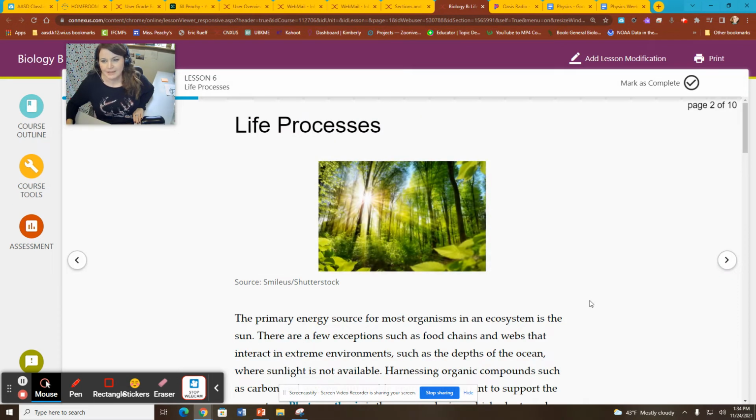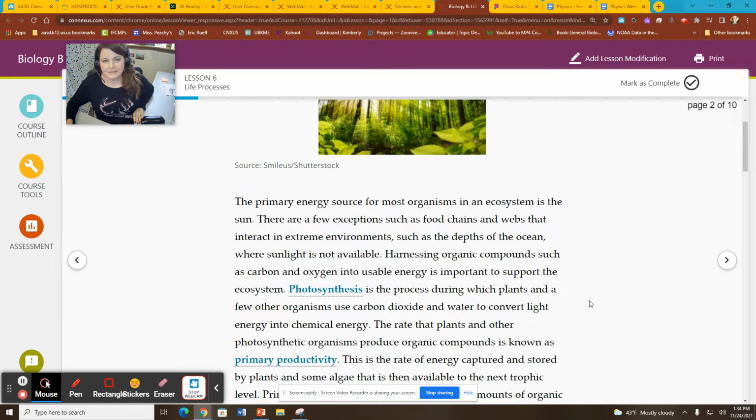All right. As we start here with life processes, it talks about how the primary source of energy for most ecosystems is the sun. And that's true for, again, most ecosystems. There are some exceptions. There are some extreme environment ecosystems. We see these, for example, with hydrothermal vents in the depths of the ocean that rely on chemicals within those hydrothermal vents as their source of energy. But those are the exceptions.